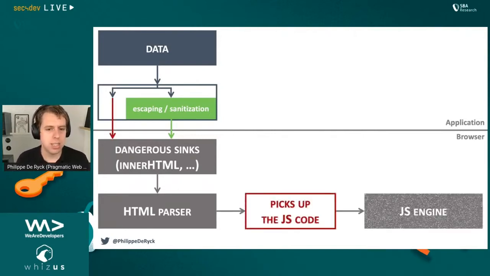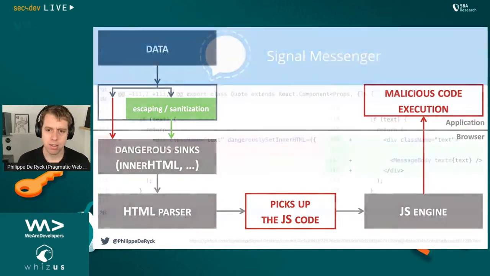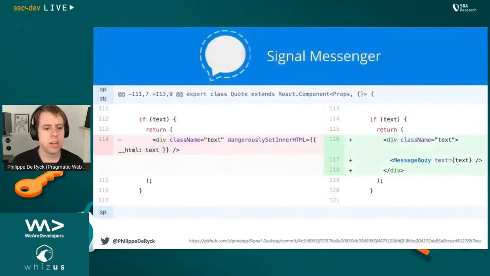And that means that there's still a piece of data ending up in that dangerous sink, triggering the HTML parser, triggering JavaScript code to be executed, and resulting in malicious code execution. These things happen a lot more often than we would like to think they do in practice. In fact, funny story, a couple of years ago, Google released a new YouTube feature, and within 5 minutes of its release, somebody found a cross-site scripting vulnerability. It's that common.